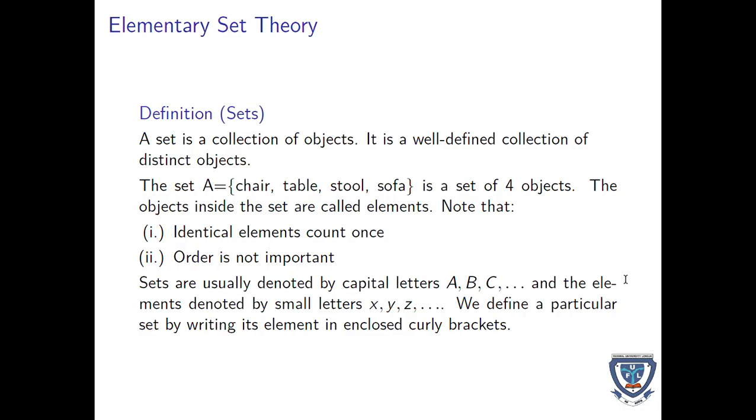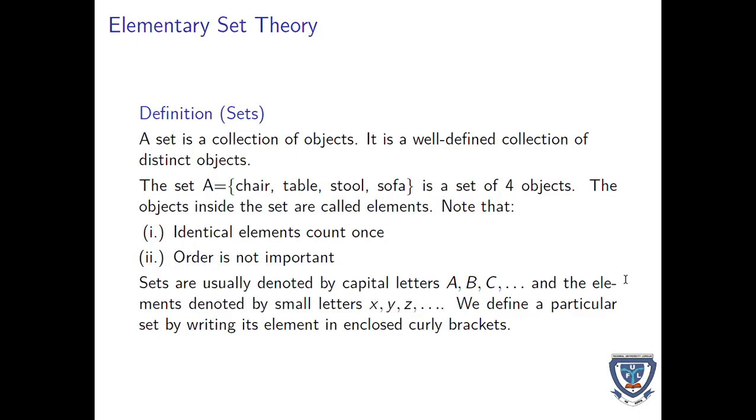For example, the set A, which contains chair, table, stool, and sofa, is a set of 4 objects. The objects inside the set are called elements. Please note that identical elements count once in a set, and order is not important, meaning that which one comes first doesn't really matter.